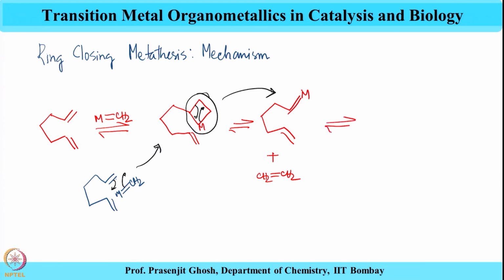And then this further undergoes another metathesis reaction to give this bicyclic intermediate, and that in general would give back cyclopentene with metal carbene species.